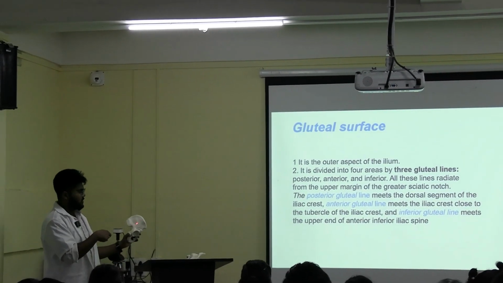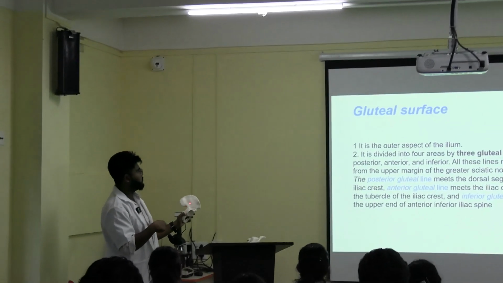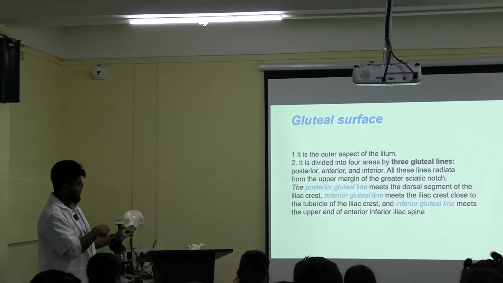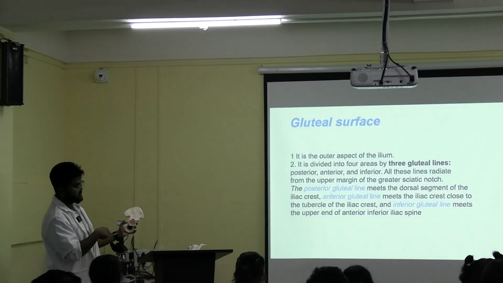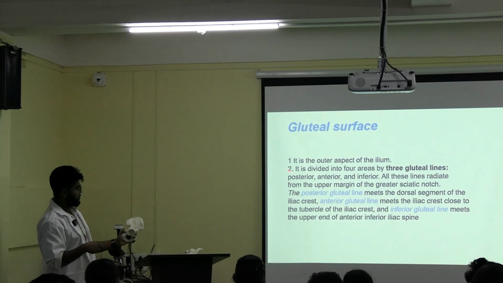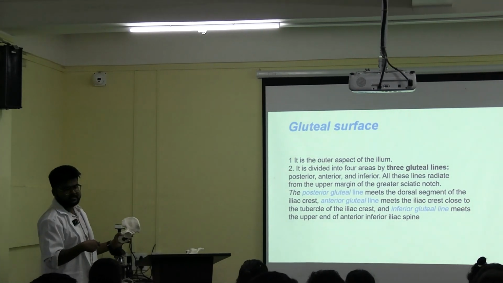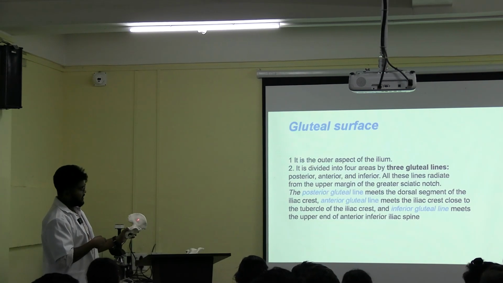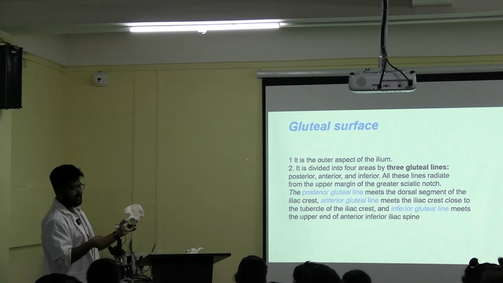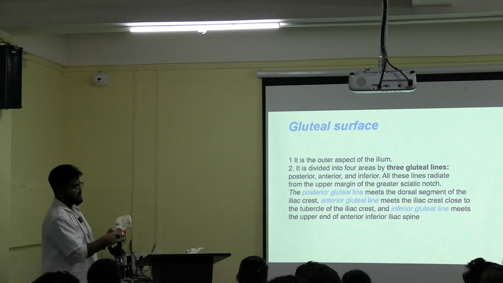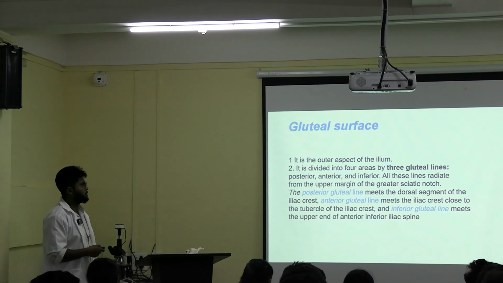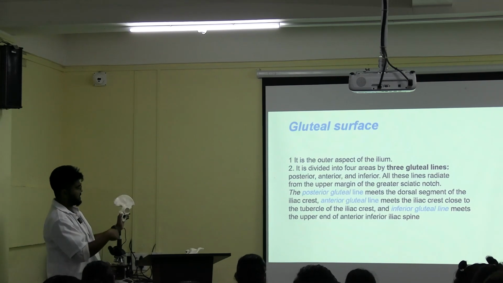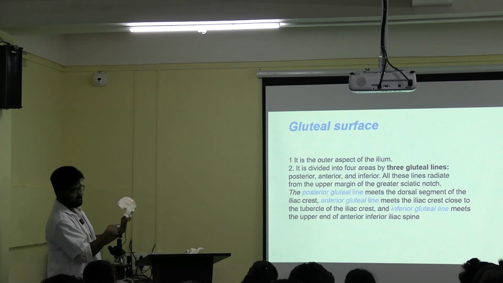See, this is the gluteal surface, the outer aspect of the ilium, and it is divided by three gluteal lines: posterior, anterior, and inferior. By the presence of three gluteal lines, the gluteal surface is divided for four muscles. One is gluteus maximus, gluteus medius, gluteus minimus, and another is rectus abdominis. All these lines radiate from the upper margin of the greater sciatic notch. This is the greater sciatic notch.